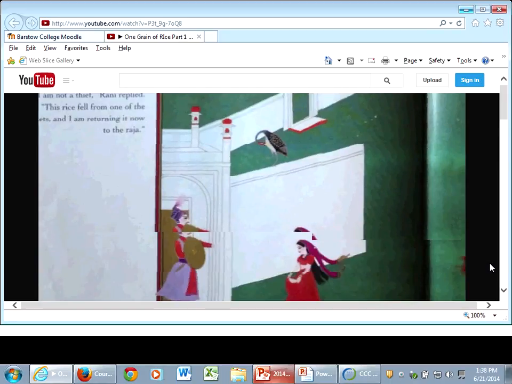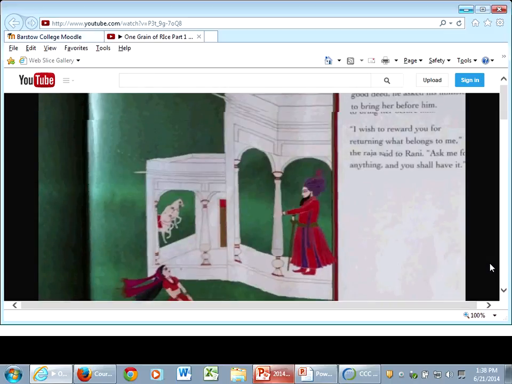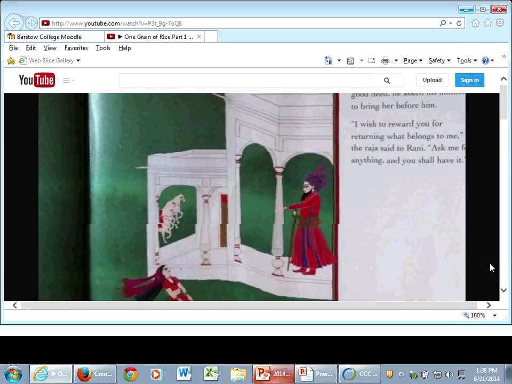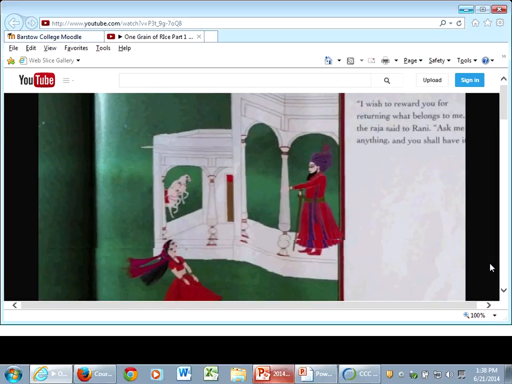When the Raja heard about Rainey's good deed, he asked his ministers to bring her before him. "I wish to reward you for returning what belongs to me," the Raja said to Rainey. "Ask me for anything, and you shall have it."